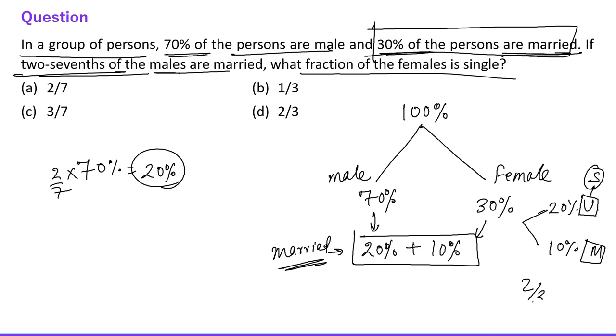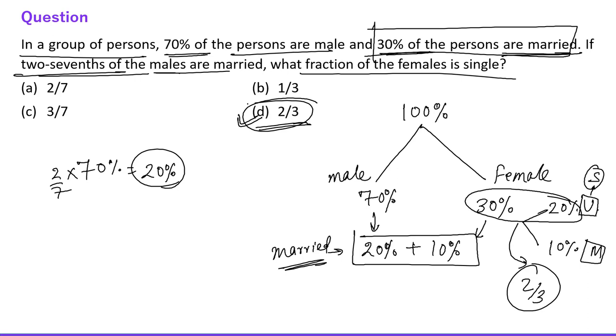20% out of 30% are single. Then obviously this is 2/3. Fine. So what fraction of the females are single? So 2/3 of the females are single, right? Okay. The simple one, 2/3 of the females are single. Okay. Now let's move to the next question.